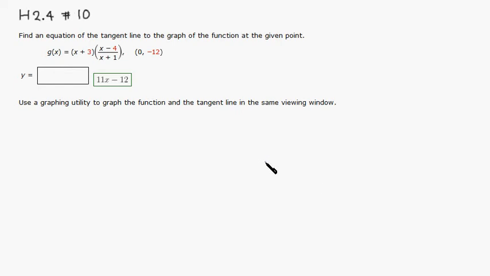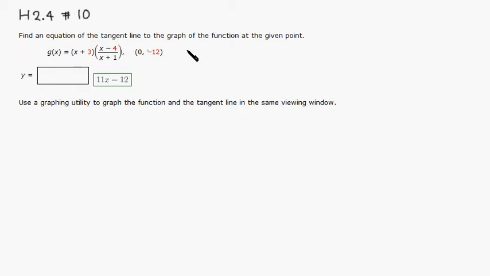Okay, let's look at homework 2.4, number 10. All right, so you have this function g of x, which is the product of the quantity x plus 3 and the rational function x minus 4 all over x plus 1. Let's try to simplify before we take the derivative.